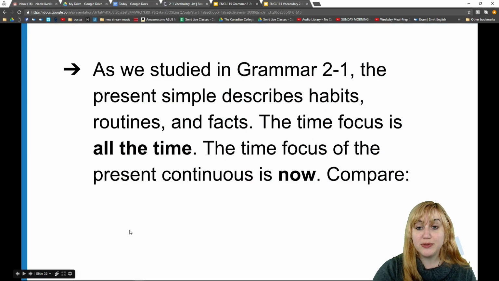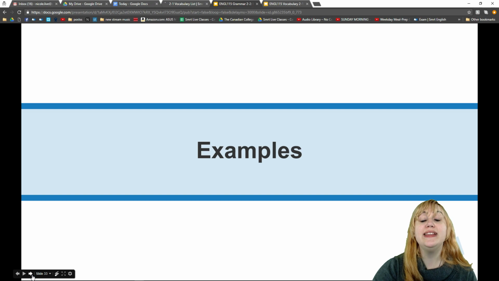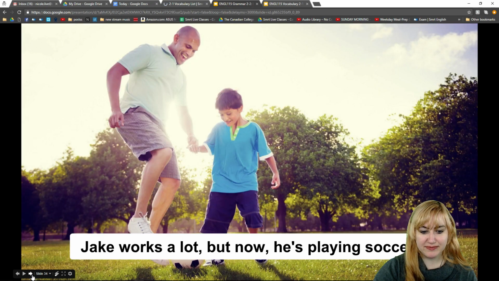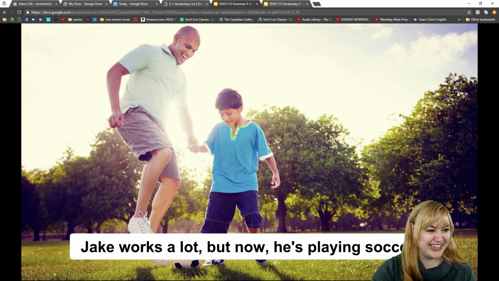Again, the difference between present simple and present continuous, the biggest difference, is that present simple talks about all the time. Present continuous talks about now. And we can compare with some examples. Okay, here's our first example. Oh, and my head's in the way again.